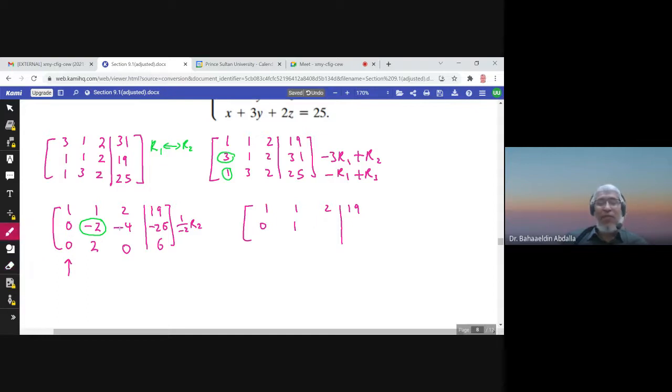And negative 4 over negative 2 would be 2. Negative 26 over negative 2 is just 13, and there are no fractions. So everything is nice. And let this be 2. Keep it, leave it as it is. So now I finished from this one.